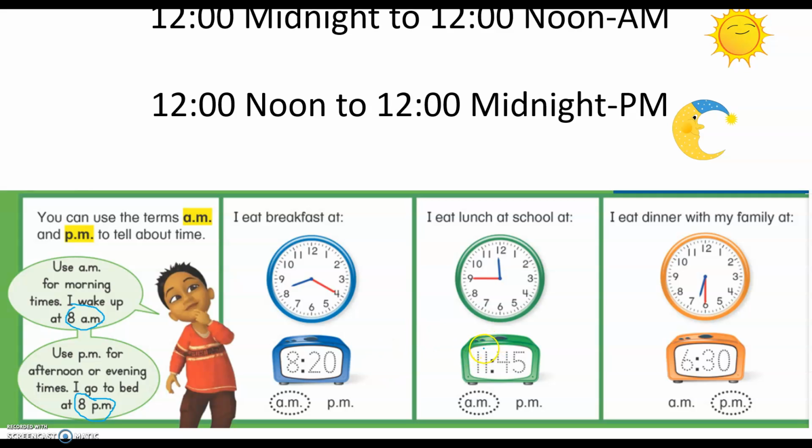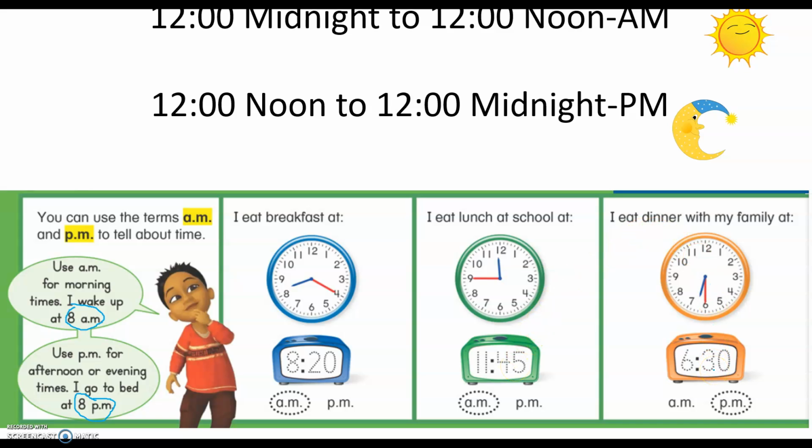This clock says 11:45. We don't know if it's AM or PM, but if you look at the event, it says I eat lunch at school at 11:45. It's really close to noon, but it's still AM. In 15 minutes, it will be PM.